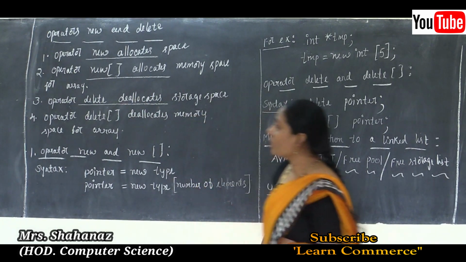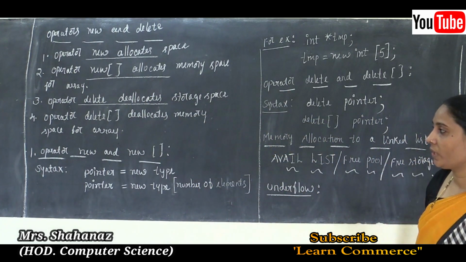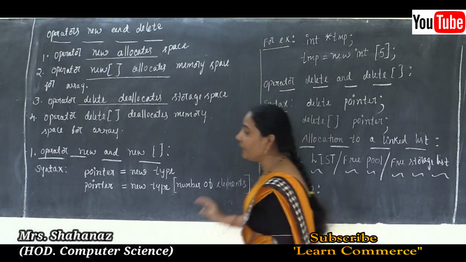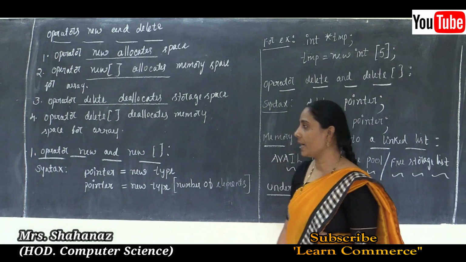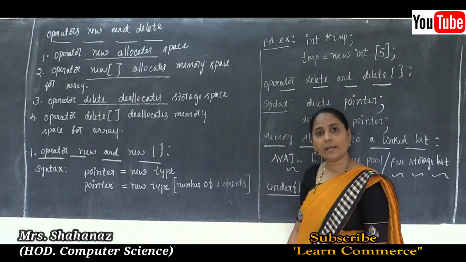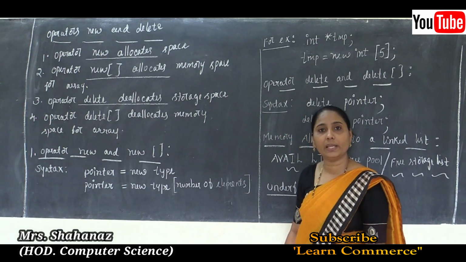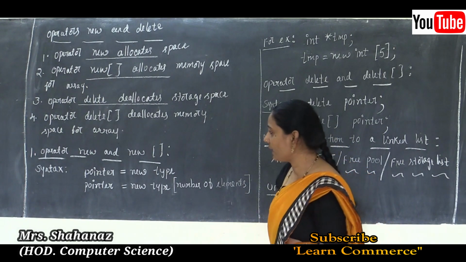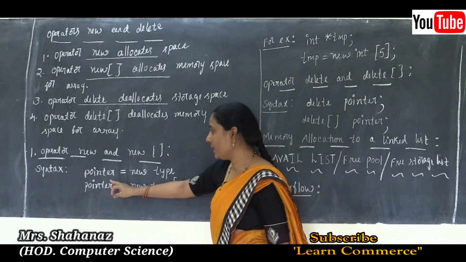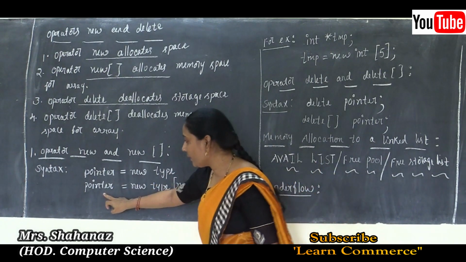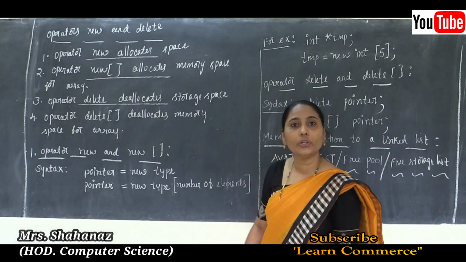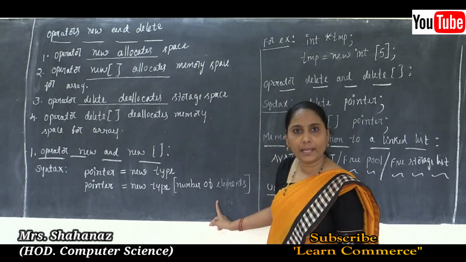Let's see the meaning or the explanation. We'll study it in detail here. So the operator new and new size is going to work with a syntax. What's the syntax? The syntax is: pointer is equal to new type, and the second one is pointer is equal to new type number of the elements.